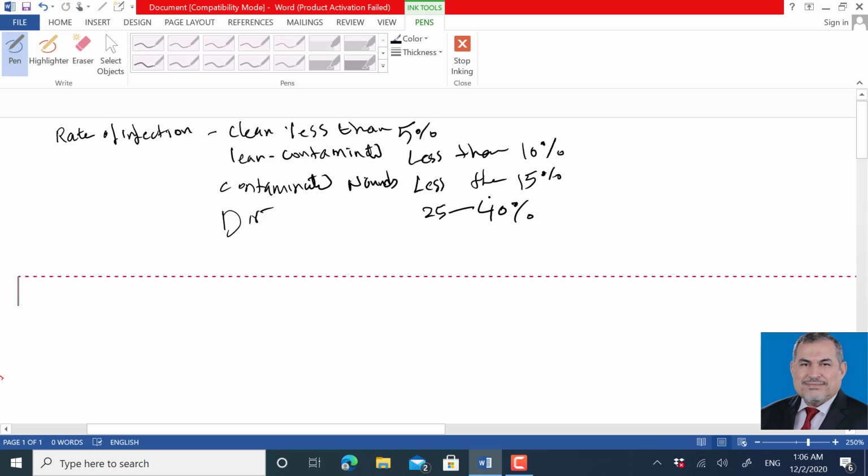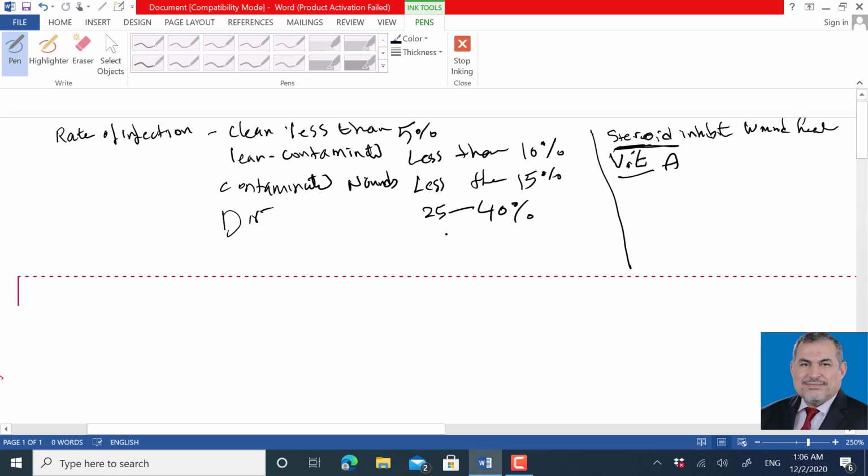Okay? Which vitamin can reverse the effect of steroid on wound healing? We said steroids inhibit wound healing. What vitamin reverses this? Vitamin A reverses the action of steroid on wound healing.